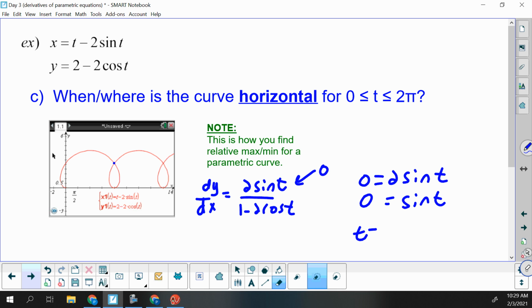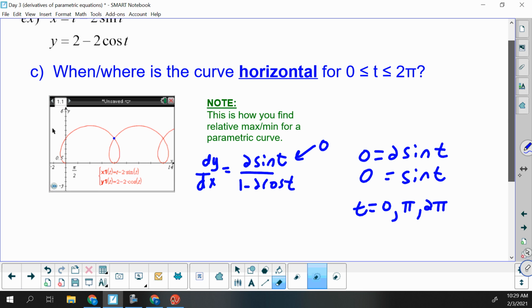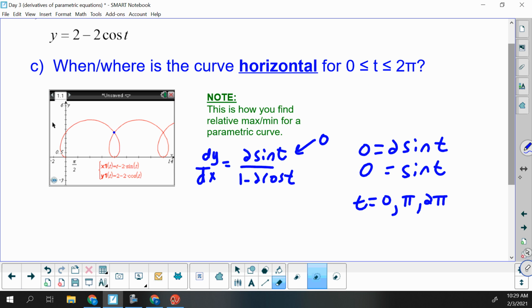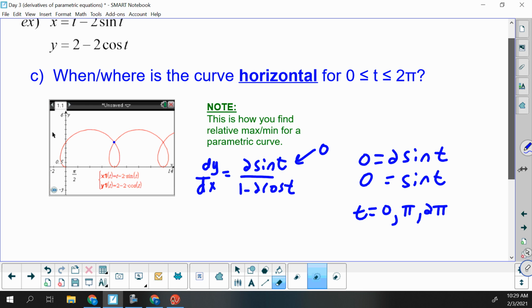So that's going to be when t is equal to 0, pi, 2 pi. We're going just 0 to 2 pi. Now, if we wanted to know vertical, we would want an undefined slope. So then we would want our denominator, which is the dx over dt, to equal 0. So that's our answer to the when.